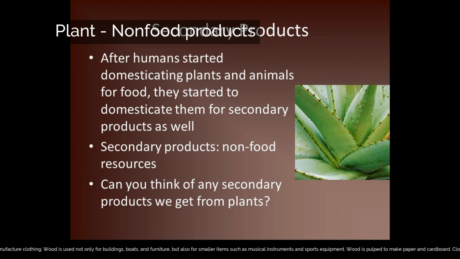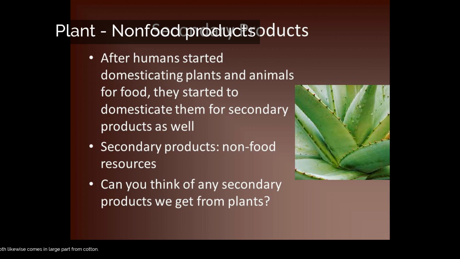Wood is used not only for buildings, boats, and furniture, but also for smaller items such as musical instruments and sports equipment. Wood is pulped to make paper and cardboard. Cloth is often made from cotton, flax, ramie or synthetic fibers such as rayon and acetate derived from plant cellulose. Thread used to sew cloth likewise comes in large part from cotton.